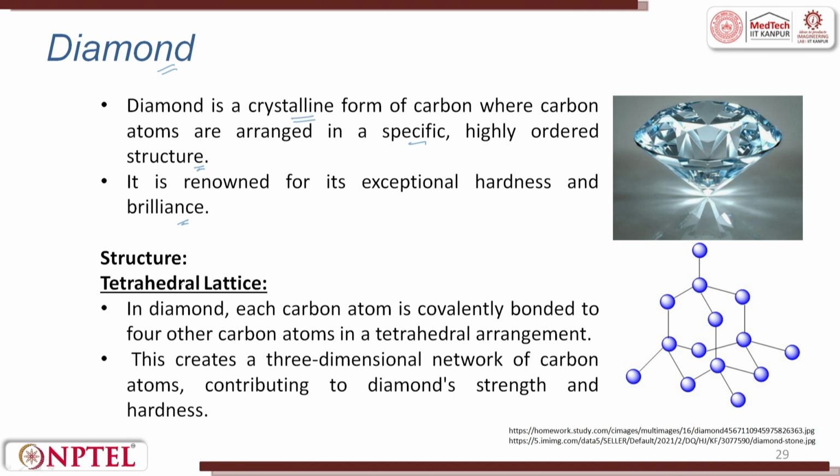The structure follows a tetrahedral lattice structure. In diamond, each carbon atom is covalently bonded. Covalent is very strong. So, each is covalently bonded to 4 other atoms in a tetrahedral arrangement. This creates a 3-dimensional network of carbon atoms, contributing to diamond's strength and hardness. Because of its structural property, it demonstrates the hardness behavior.